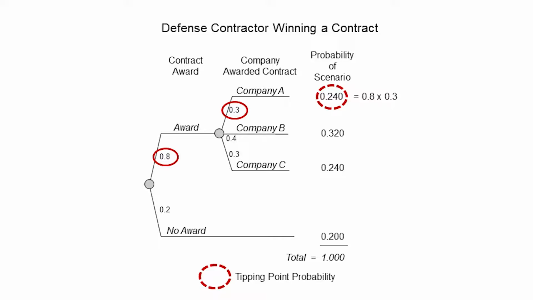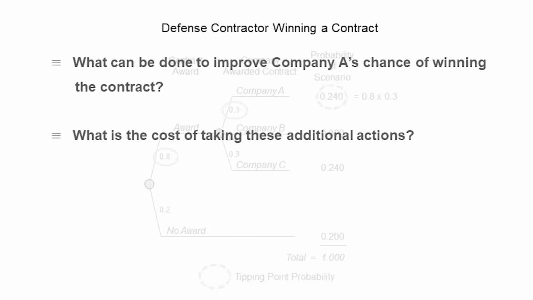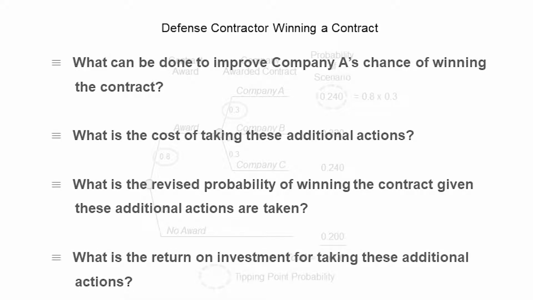Good questions for senior executives to ask include, what can be done to improve Company A's chances of winning the contract? What is the cost of taking these additional actions? What is the revised probability of winning the contract given these additional actions are taken? And importantly, what is the return on investment for taking these additional actions?